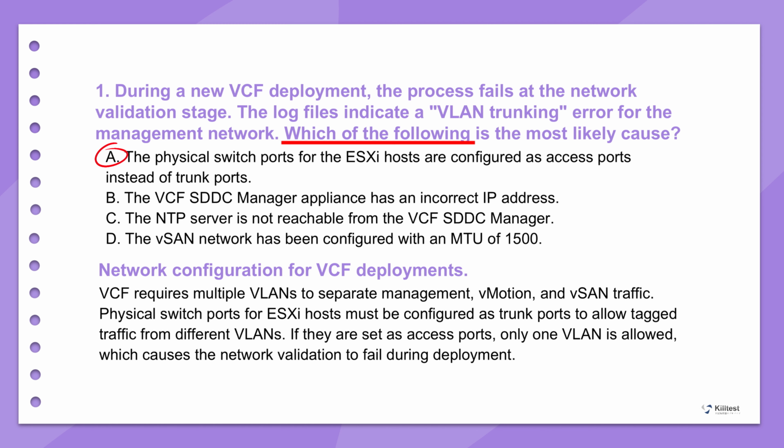They expect just one VLAN. But VCF needs multiple VLANs on those links: management, vSAN, vMotion, workload traffic, all sharing the same pipe. So those ports have to be configured as trunk ports to let all those tagged VLANs pass through. If they're not, VCF can't set up its networks and deployment just stops. It's a hard requirement, a foundational network piece you absolutely have to get right.